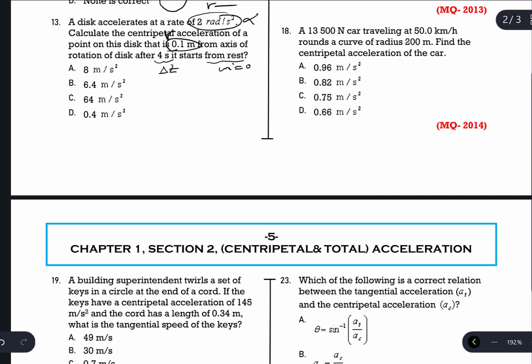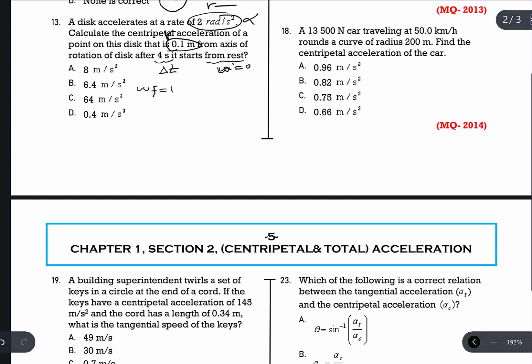Of course, after 4 seconds, this disk will gain another angular speed. So first we should calculate that final angular speed, because at that final angular speed, we are going to calculate the centripetal acceleration. So I'm going to use the kinematic equation. Especially in the last two years, they start combining two sections in one question, so I give this question this way.